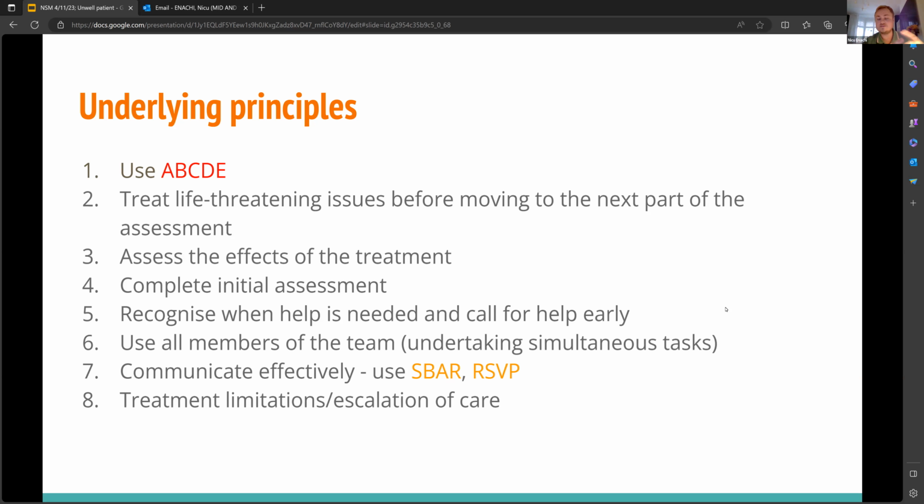Another principle is to always reassess what you do. It may not be immediate, but you might need to progress to your next step and then come back and reassess. Did what I did previously work? Has it made any improvements? But we'll always have to have at least one complete A to E assessment.